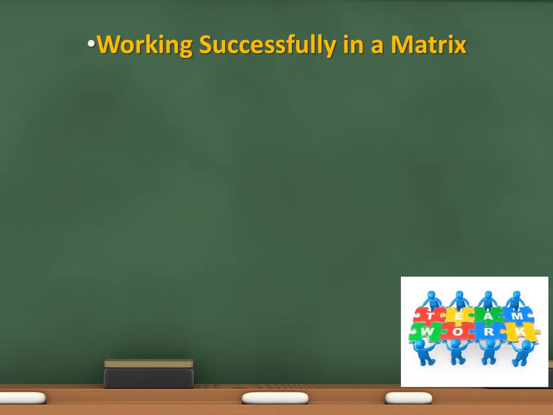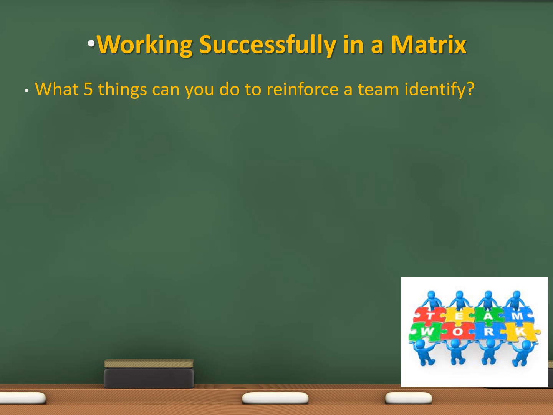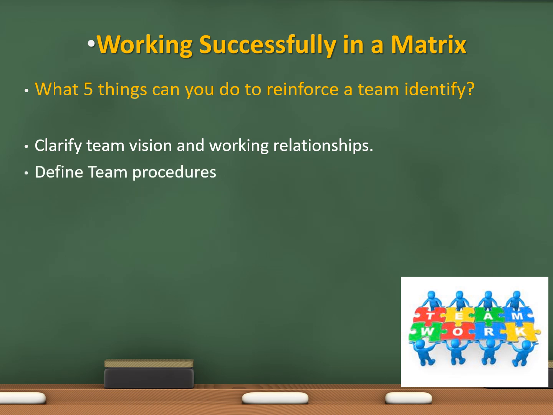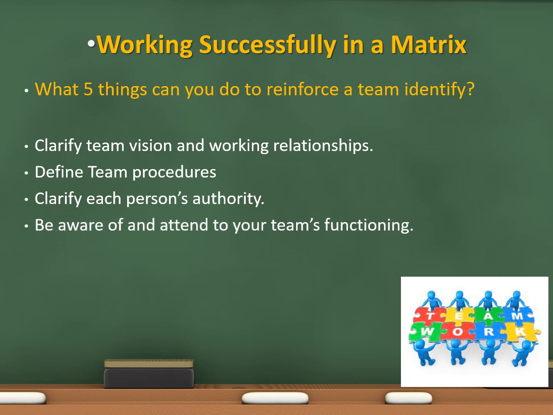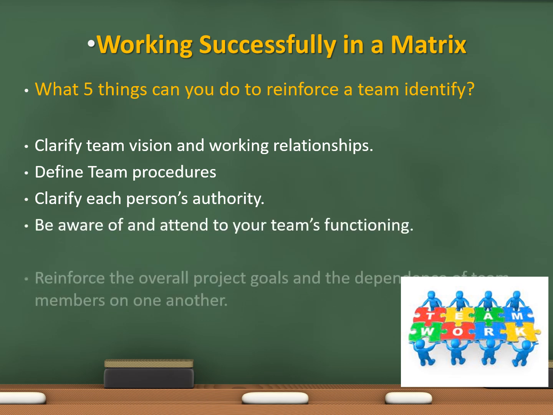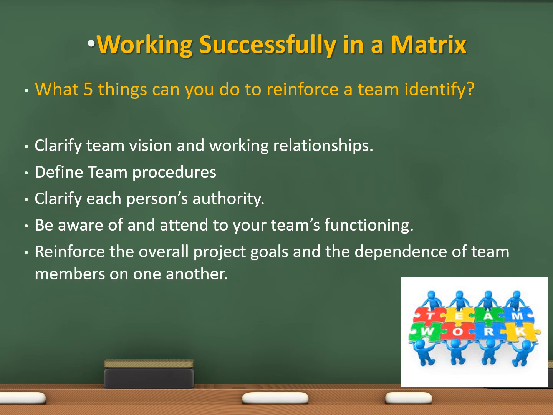Working successfully in a matrix, the 5 things you can do to reinforce the team's identity are clarify the team vision and working relationships, define their team procedures, clarify each person's authority and responsibility, be aware of and attend to your team's functioning, reinforce the overall project goals and the dependence of team members on one another.